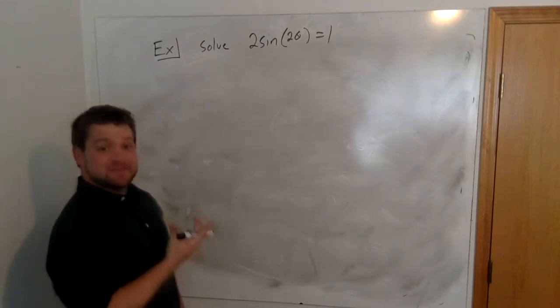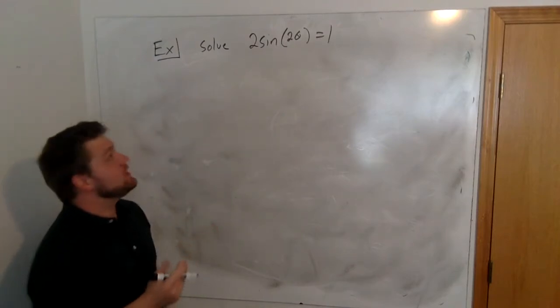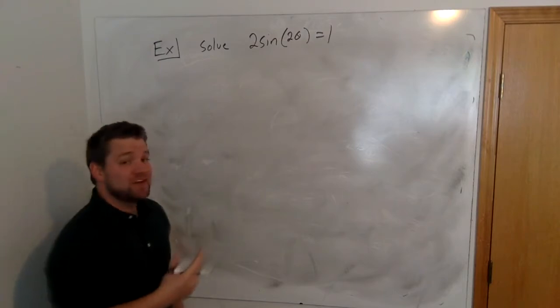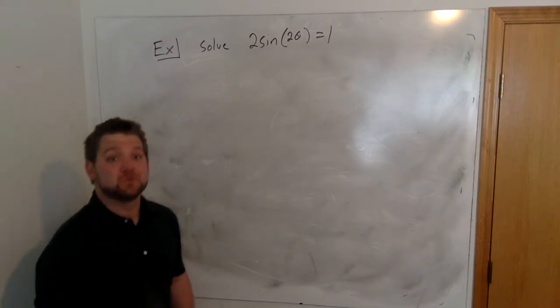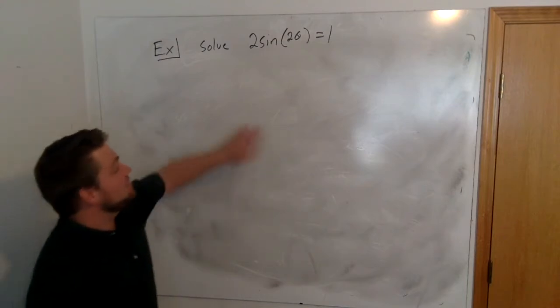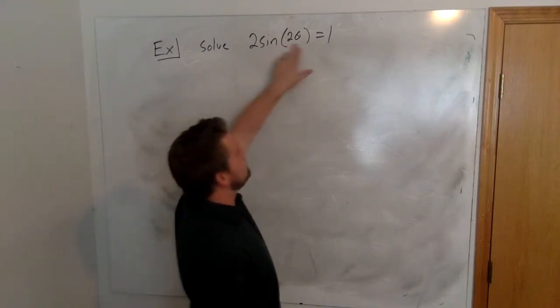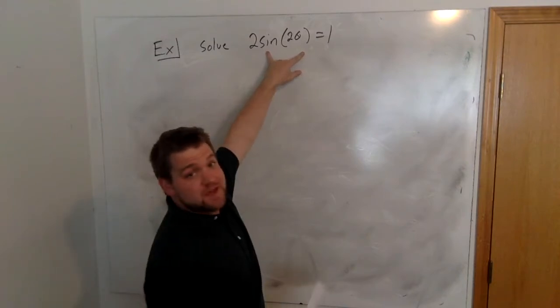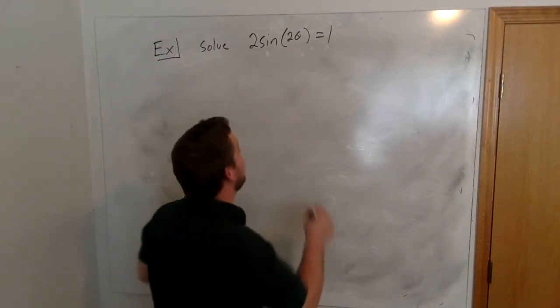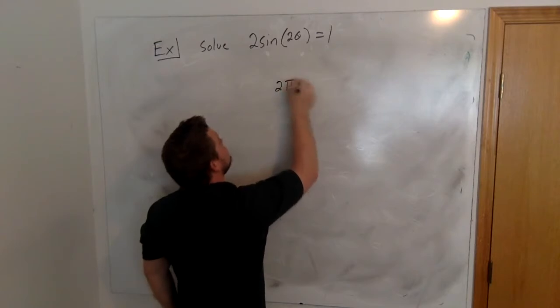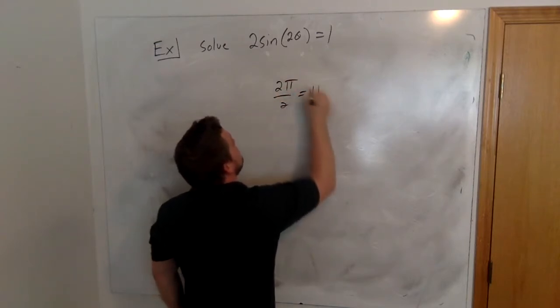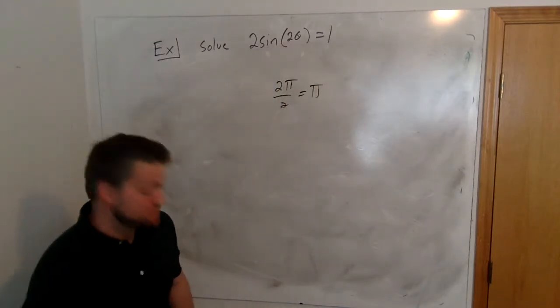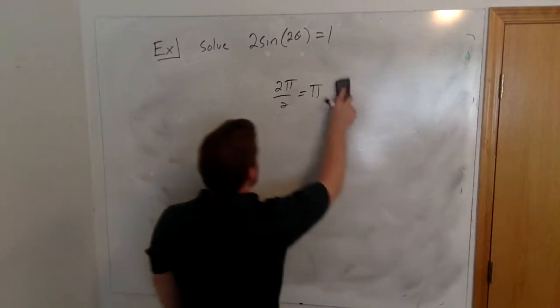For the next series of examples we're going to do here, we're going to look at trig equations that have a period other than 2 pi. Notice here that we have 2 times sine of 2 theta is equal to 1. If we're thinking about the function sine of 2 theta, this does not have a period of 2 pi. This has a period of 2 pi divided by 2. This actually has a period of pi. So how do we solve equations like this?